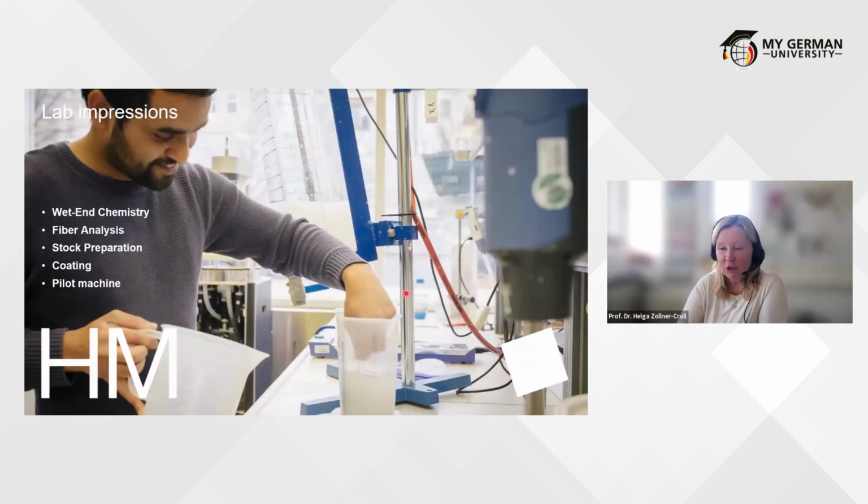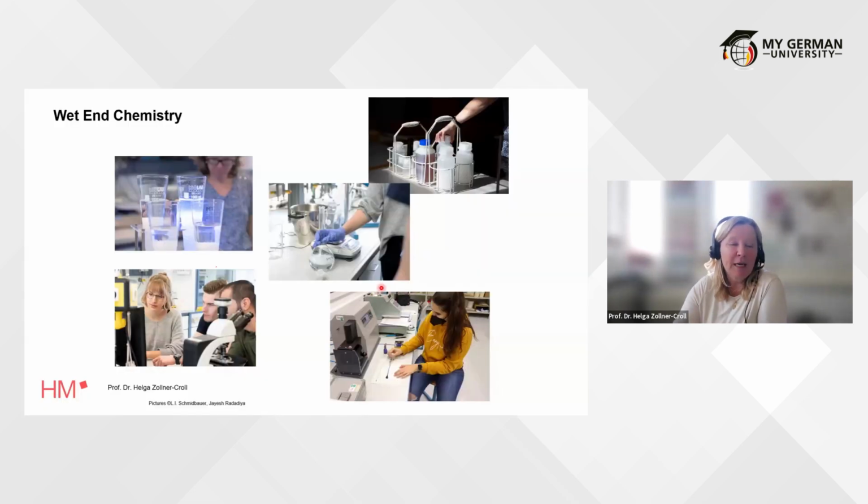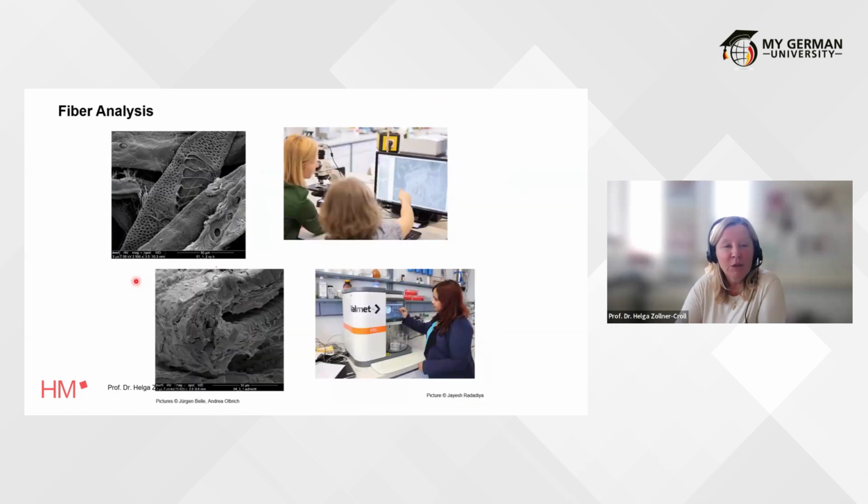I have here a few pictures as lab impressions. Now you can see we have a focus on chemistry part, so wet-end chemistry, so we can see how fibers are produced and how you can qualify them and analyze them and categorize them. You will see paper testing in our climate room. You can see here different possibilities that we have. Scanning electron microscope, we can measure fiber morphology as well as different kind of microscopic pictures.